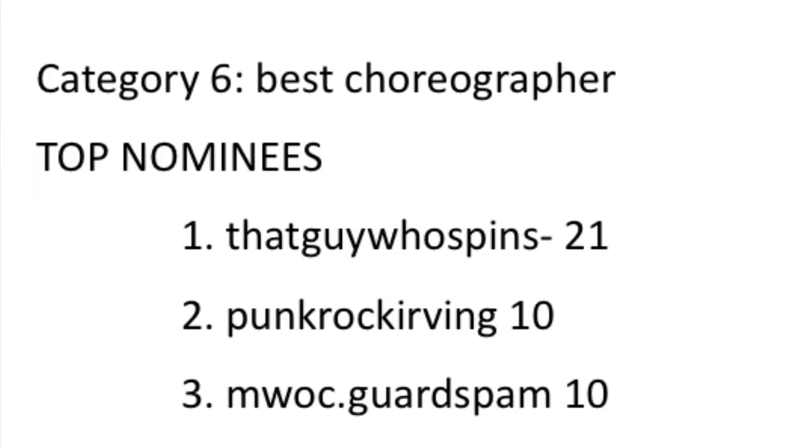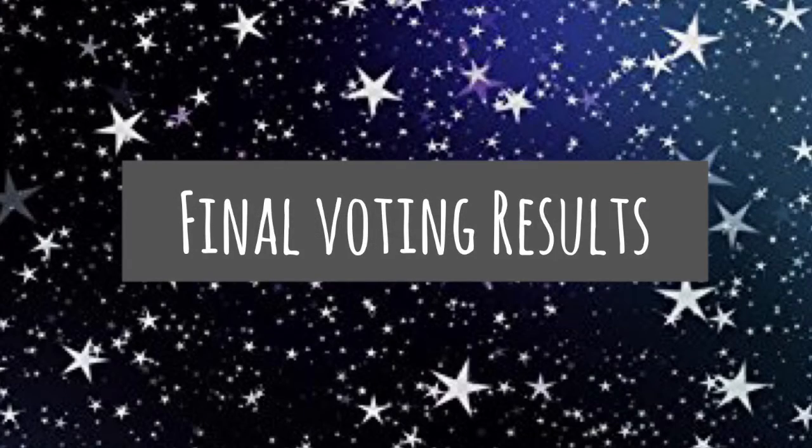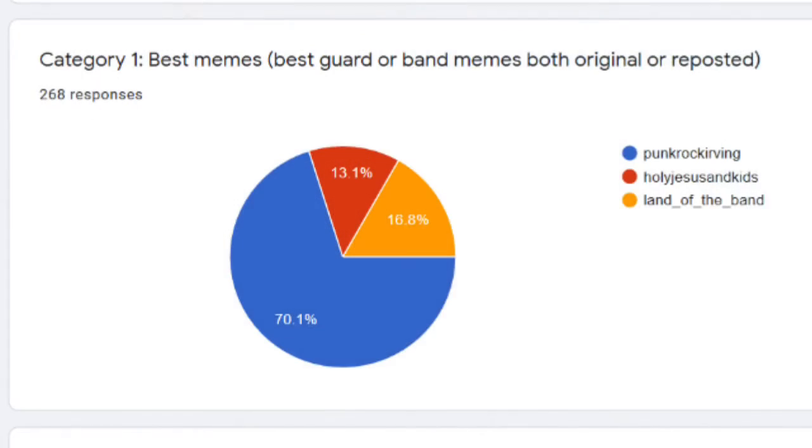Top nominees for Best Choreographer received 21, 10, and 10 nominations, the most nominations of any category. Top nominees for Social Butterfly had 11, 4, and 4 nominations. For the final voting, as I mentioned earlier, I used the drop-down menus, which made it really easy to interpret the results. They were displayed for me as pie charts.